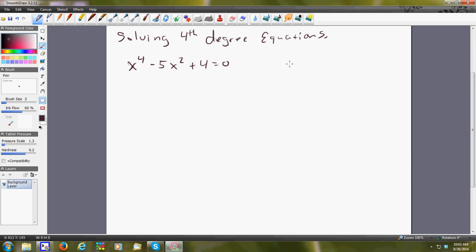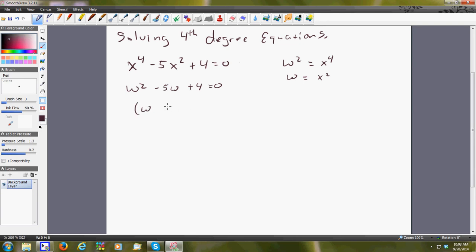I don't know how to work with fourth degree polynomials, but I do know how to work with second degree. And so what I'm going to do is I'm going to say, well, what if I said w squared equals x to the fourth? That would imply that w was just x squared. So if I do that, I can now change this into w squared minus 5w plus 4 equals 0. And so I'm substituting in different values.